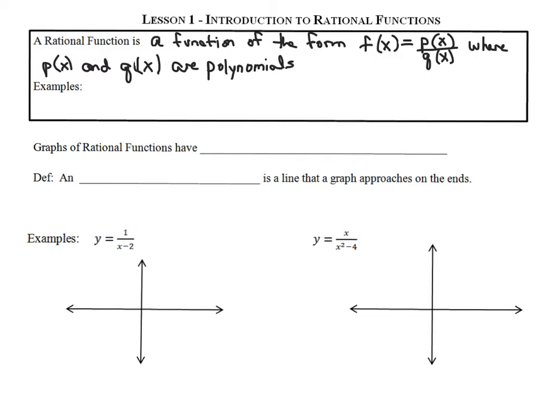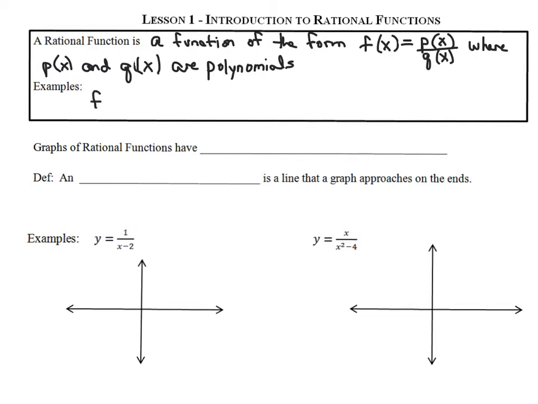A rational function is a function of the form f of x equals p of x over q of x, where p of x and q of x are both polynomials. So most of the time we're going to say that a rational function is a fraction function. Let's take a look at some examples of rational functions.